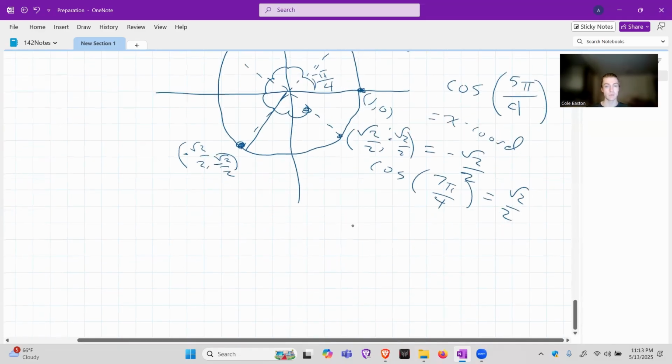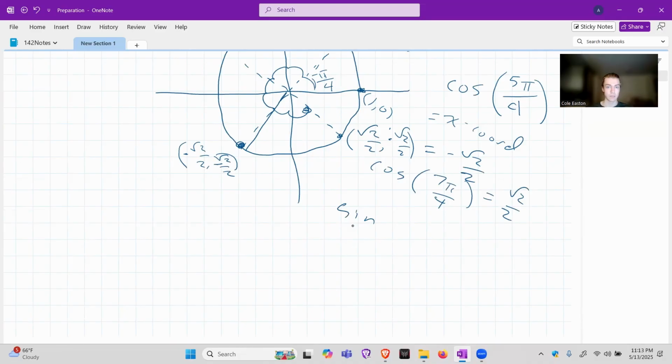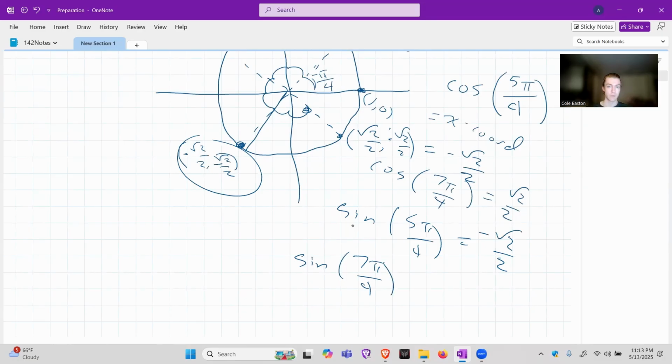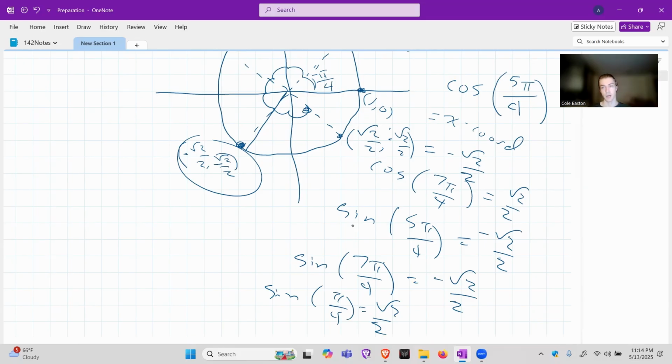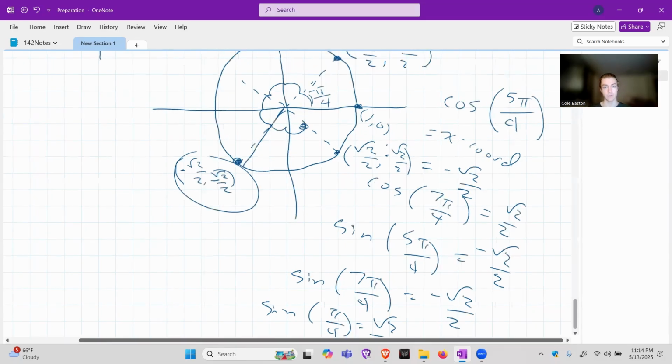Okay. And same thing with sine. So if I said, what is sine of 5 pi over 4? I'm going to grab the y value of this thing that I found here. And so that's negative root 2 over 2. Or sine of 7 pi over 4, grabbing the y value of that second one. Well, that's also negative root 2 over 2. But if I just did sine of pi over 4, that's root 2 over 2. But you see, I have all of these different options, and I can figure out the outputs very easily, right? I don't really have to do much thinking.